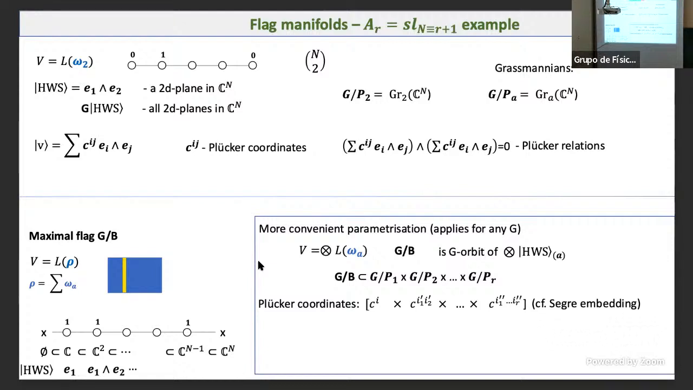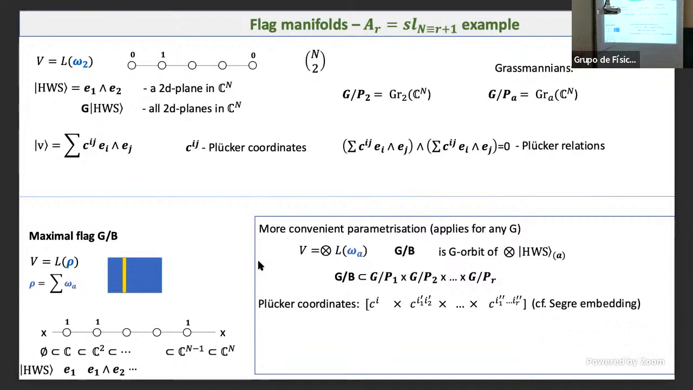In this case, the highest weight state in this very big representation is actually E1 for the first node, E1 ∧ E2 for the second node, E1 ∧ E2 ∧ E3 for the third node. So this is a line embedded into a plane, embedded in a third plane, and so on. This is an example of the complete flag.